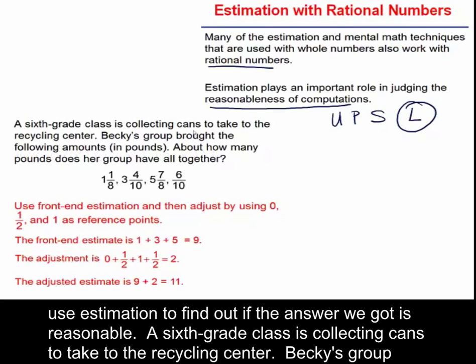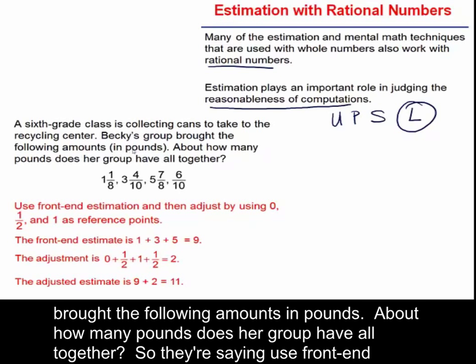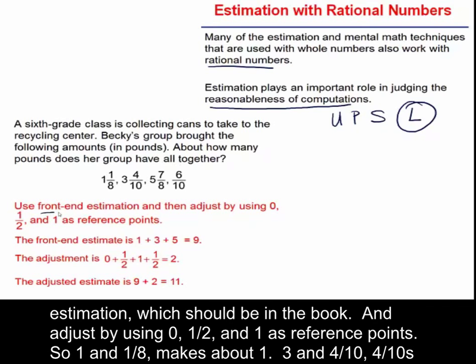A sixth-grade class is collecting cans to take to the recycling center. Becky's group brought the following amounts in pounds. About how many pounds does her group have all together? So they're saying use front-end estimation, which should be in the book, and adjust by using 0, 1/2, and 1 as reference points. So 1 1/8 makes about 1.